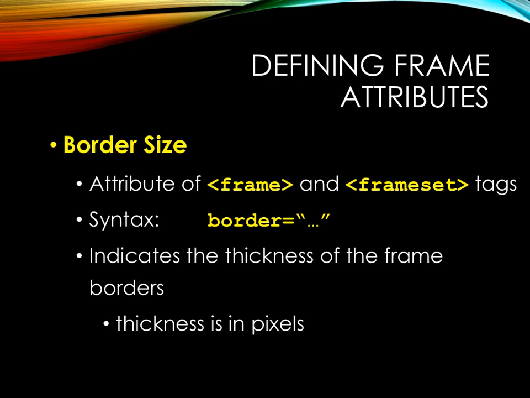So a couple more attributes to go. Border, as you would expect, now that we've talked about border color and frame border on and off, indicates the thickness of that border line. And the thickness is done in pixels, just like it's been done with our table border or our image borders before.